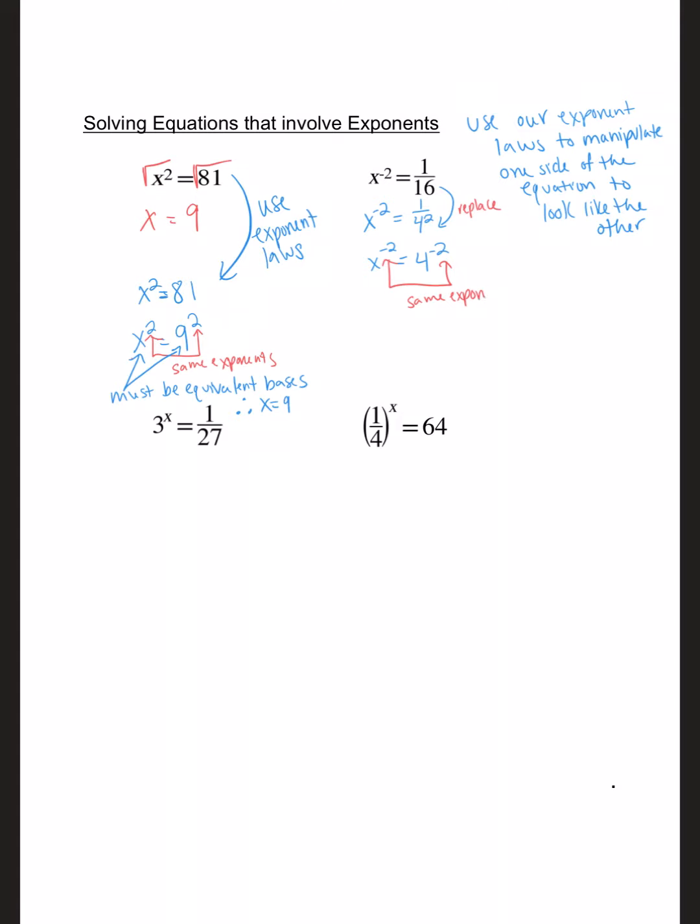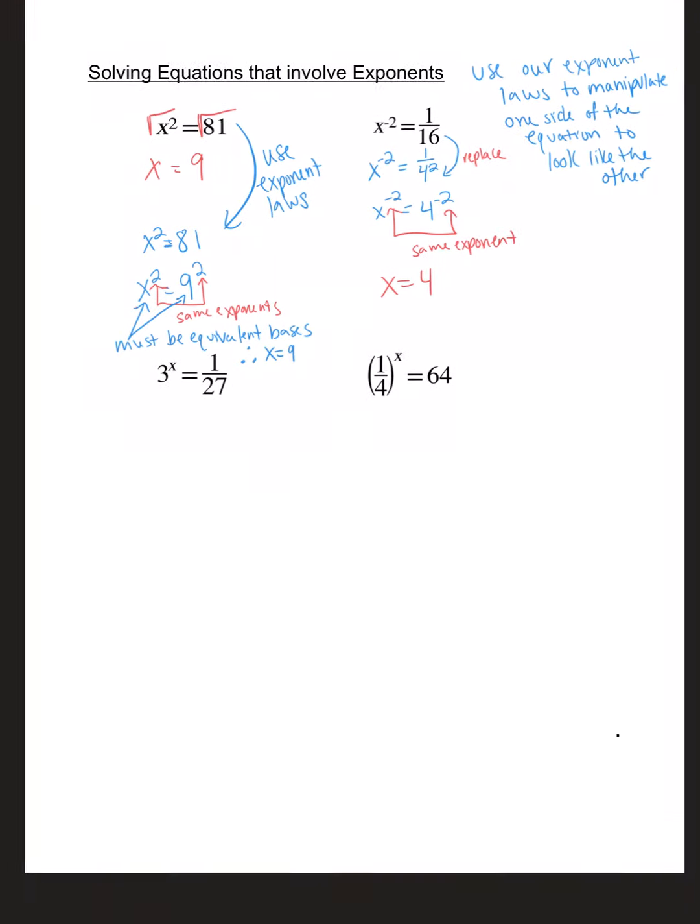So again, we have to assume that our bases are then equivalent. So we can then therefore say x equals 4, right? Once we've gotten the equation to look the same with the same exponent on them, then the bases must equal the same as well. So let's try another one.